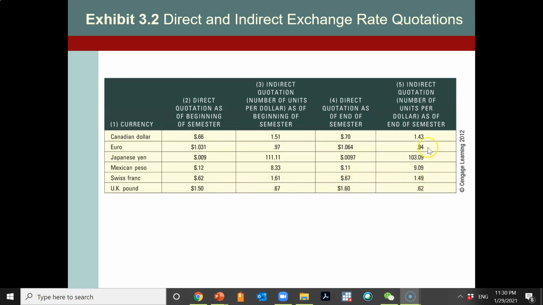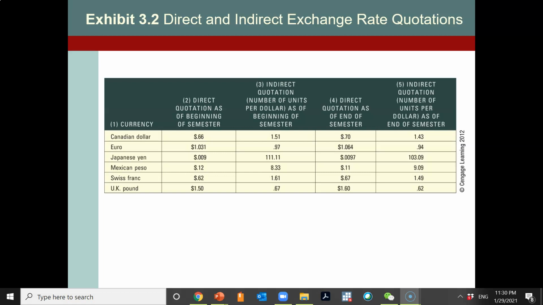And then the last column is indirect quotation, number of units per dollar as of end of semester. You can see that for Canadian dollar, the indirect quotation decreased from 1.51 to 1.43. So note here, for the same currency, Canadian dollar, when the direct quotation increased from 0.66 to 0.7, indirect quotation decreased from 1.51 to 1.43. So direct quotation and indirect quotation change in the opposite direction.